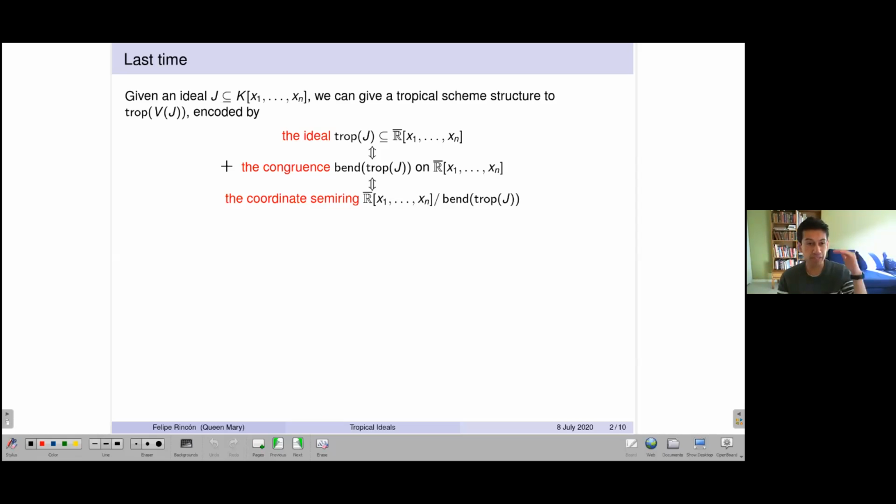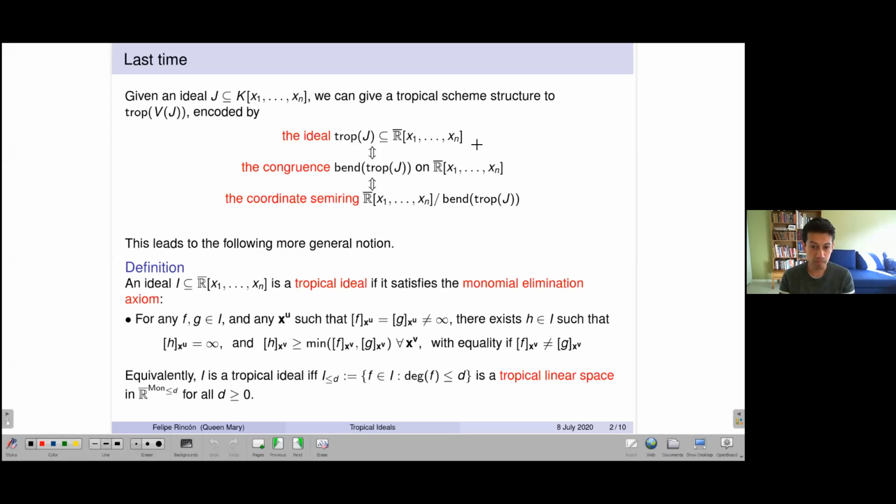So these are three different algebraic objects that you can associate to your variety, and they give you the scheme structure. Today I'm going to focus on the ideal point of view. I'm going to tell you that these ideals that we get by tropicalizing classical ideals, and the more general ones that we defined last time, the tropical ideals we were talking about, have very nice properties. So I'll recall the definition because maybe it was a little bit rushed last time.